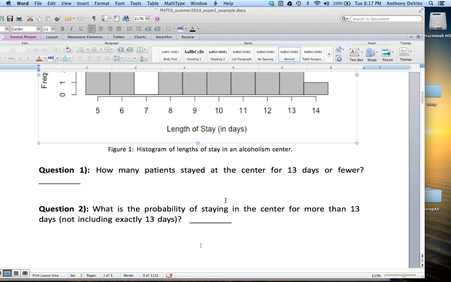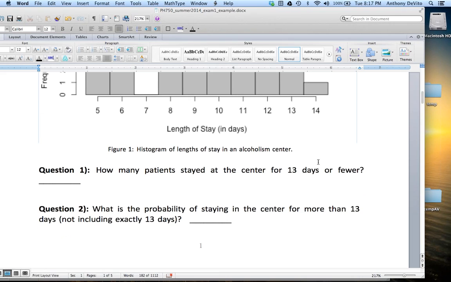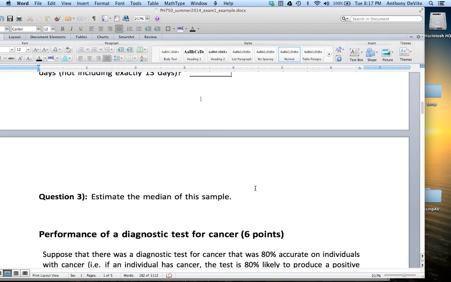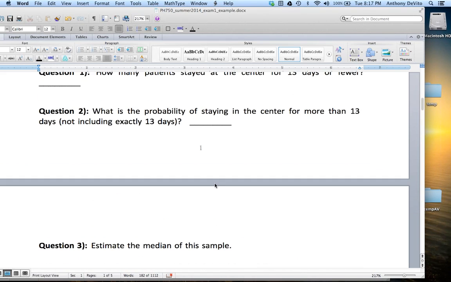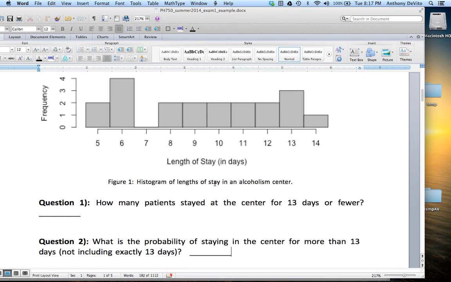What's the probability of staying in the center for more than 13 days, not including exactly 13 days? What's the probability of being here for more than 13 days? Well, as I mentioned, only one person out of 20, right? It's only 1/20th. Exactly. Estimate the median number of days that a stay at the hospital was.